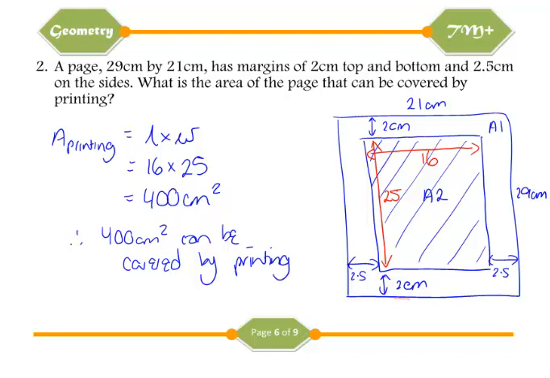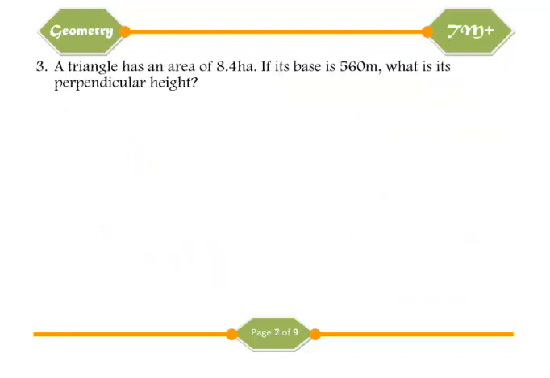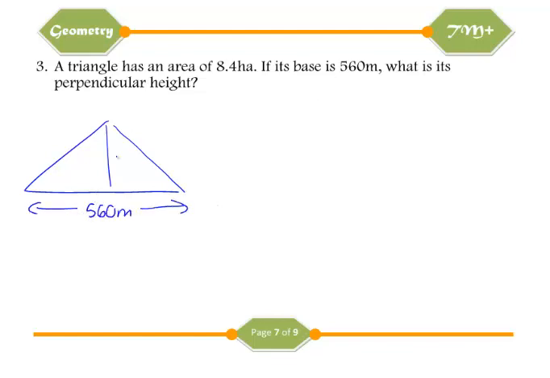Okay. Next. A triangle has an area of 8.4 hectares. Its base is 560 meters. What is its perpendicular height? Now, it doesn't really matter what the triangle looks like. So just draw a picture. Its base is 560 meters. And we don't know its height. Okay, but we do know that the area is 8.5 hectares.